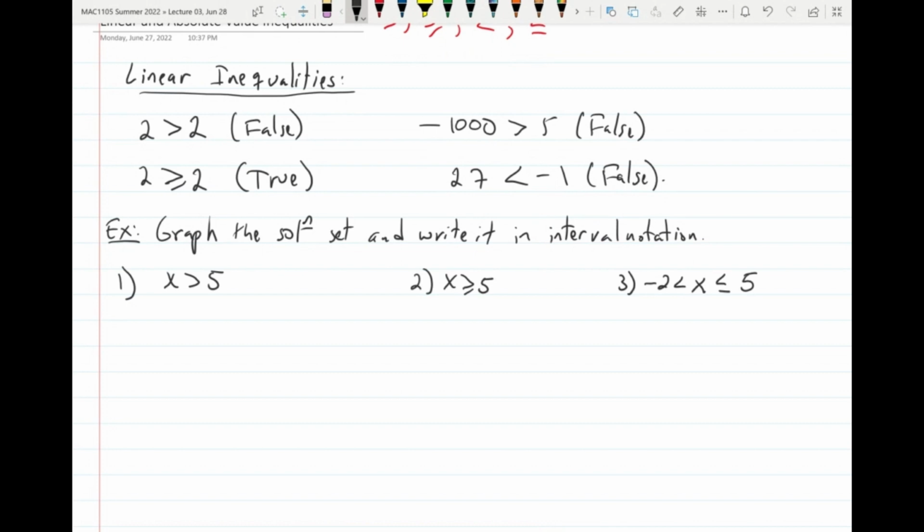Okay, so let's do something like this. By the way, number 3 is what we call a compound inequality. Okay? There are two inequalities in one here. It's an AND type inequality. We'll talk about that first.